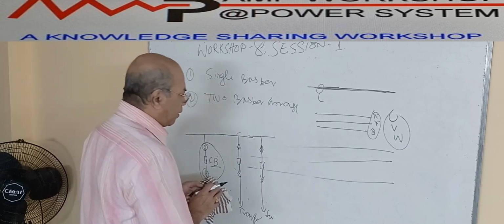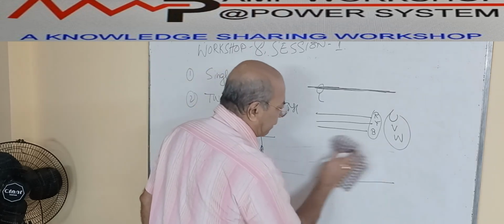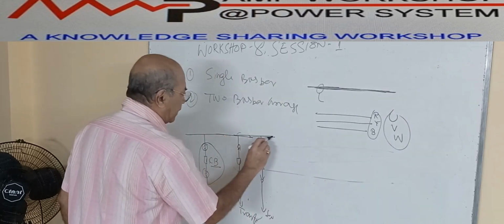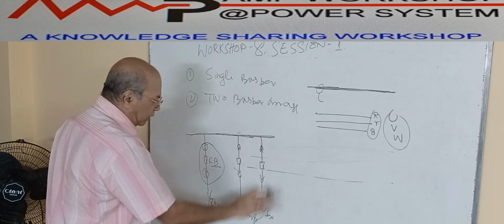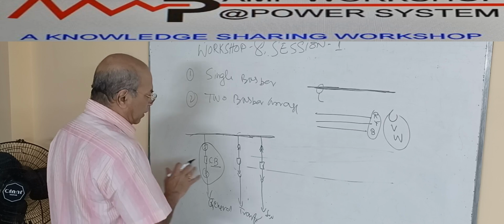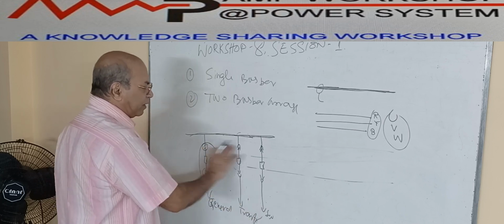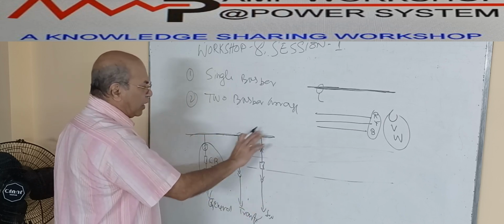Now, the problem with the switchgear is that if there is some problem with this busbar, then I have to shut down all these loads. I cannot maintain any of the loads. All the generators and the transformer, everything will be out, and the total switchgear will be dead.